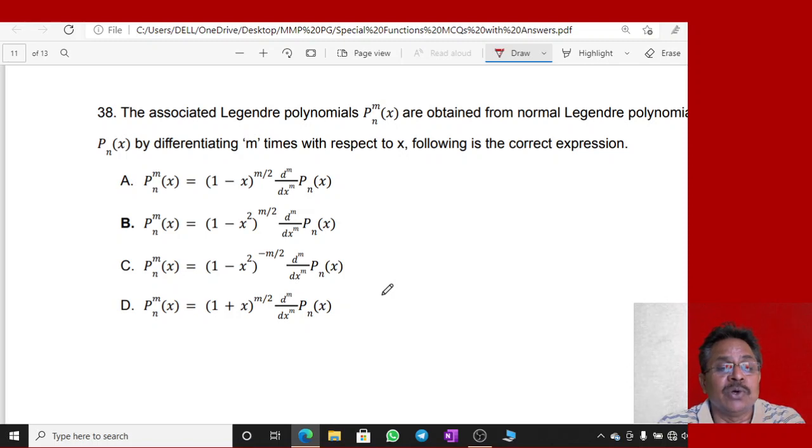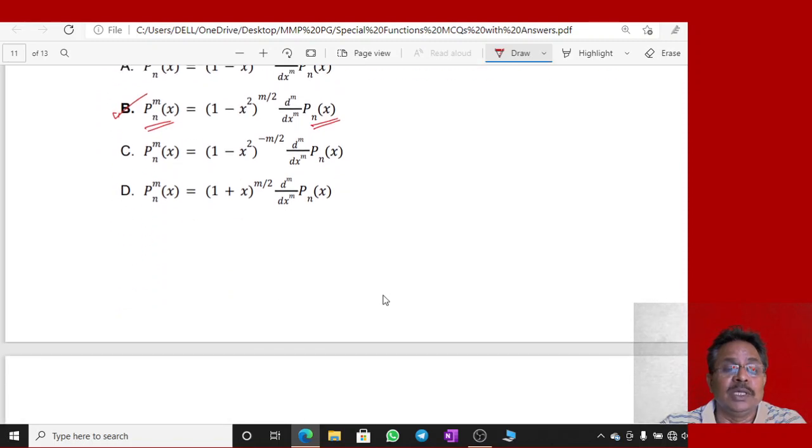Pnm of x is equal to (1 minus x square) raised to m by 2, times the mth differentiation of Pn of x, that is d raised to m upon dx raised to m of Pn of x. If it is calculated, the right hand side of this expression is found to be the associated Legendre polynomial, and this is our normal Legendre polynomial. So by differentiating and calculating this way, we get the associated Legendre polynomial from the normal Legendre polynomial, given by option B.